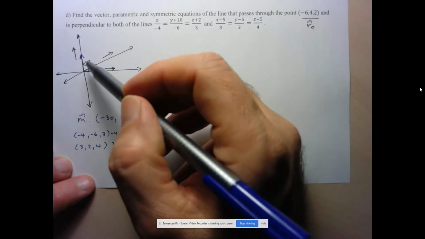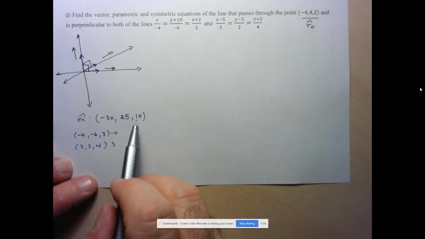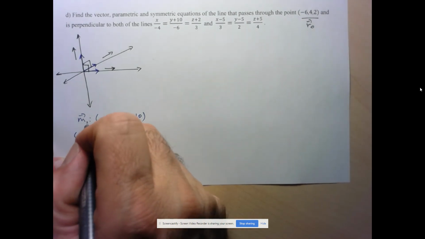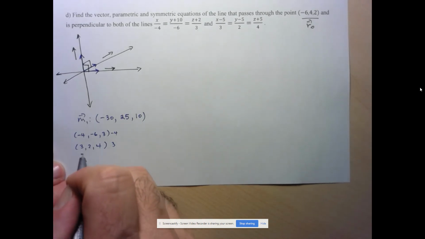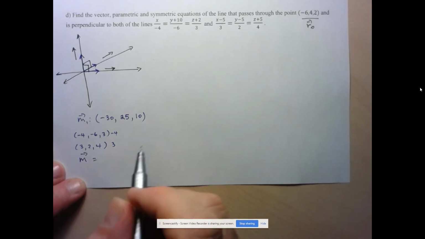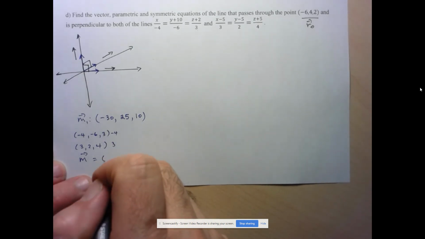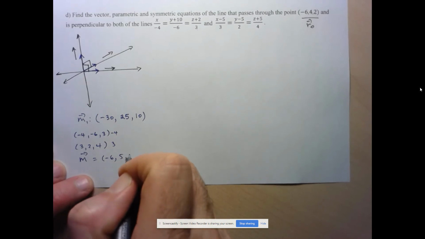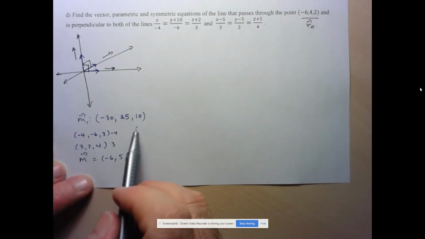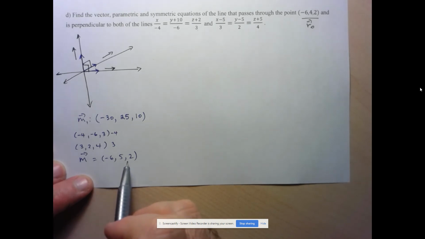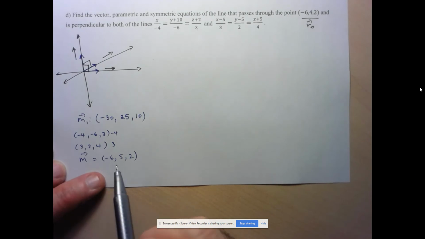But remember, I can use any vector that's parallel to this line. And I see that I can get a much nicer vector parallel to the line. So I'll call this M1. What I'm going to use as my vector parallel to the line that I'm looking for is a scalar multiple of this. I'm just going to divide this by 5 to make it -6, 5, 2. Remember, I can use any vector parallel to the line, so I might as well use the simplest one possible.